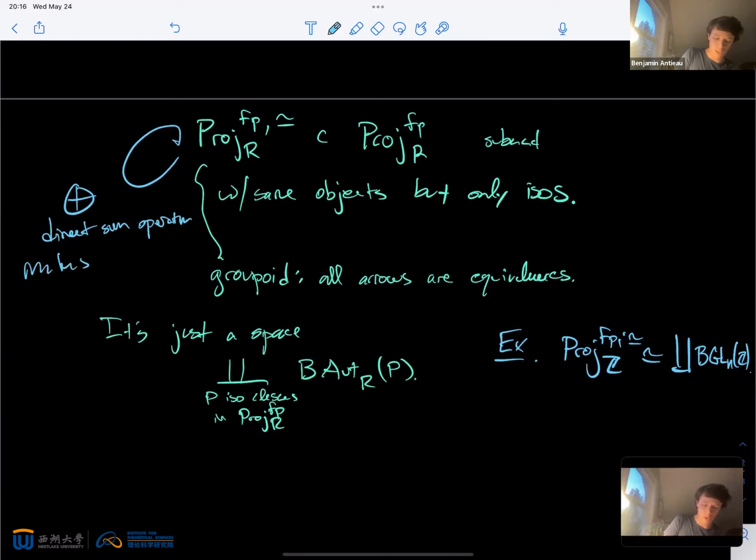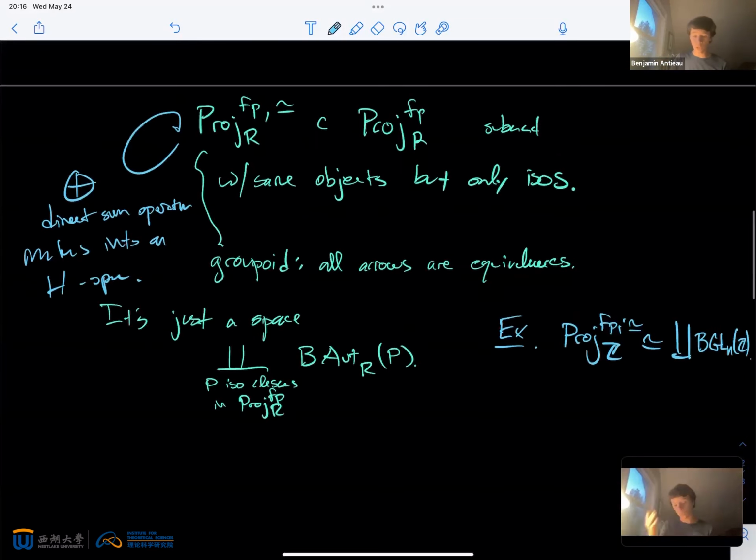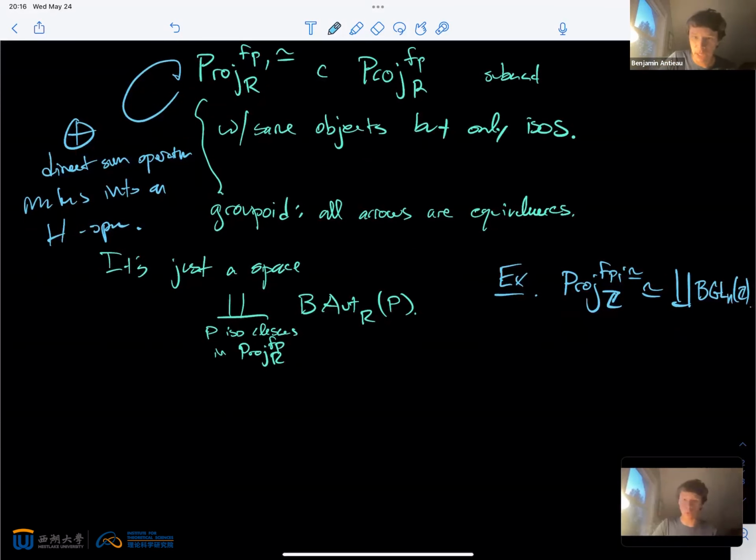And it makes it into an H space. Okay, so now what I'm going to do is group complete, but now I'm not going to group complete in the world of sets. I'm going to group complete in the world of spaces, because this is a space. This is like a monoid object in topological spaces.